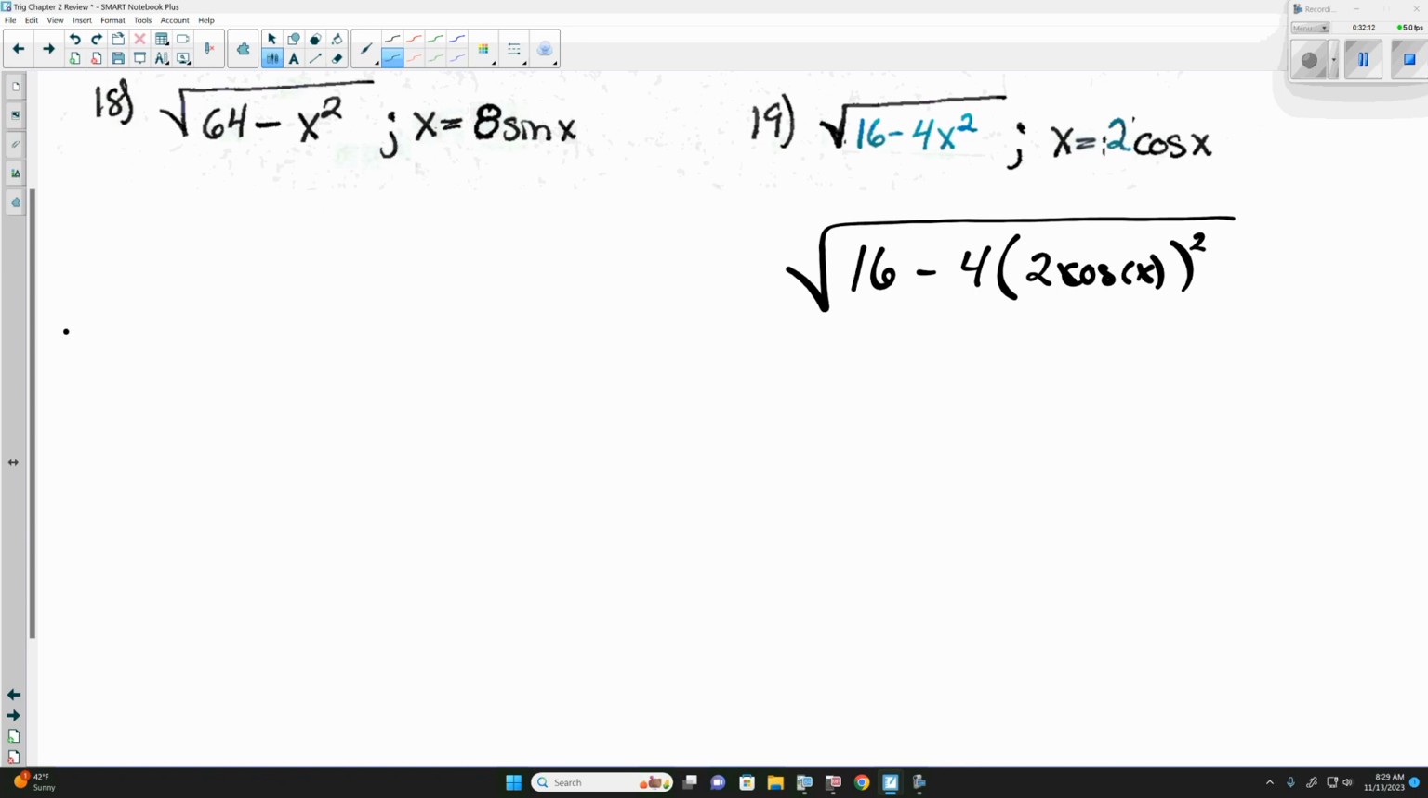Now at this point here, we do need to do some simplifying. Because our 2 cosine of x squared, 2 squared is 4, and cosine of x squared is just cosine squared. Since there's only one term, we can just square both terms.